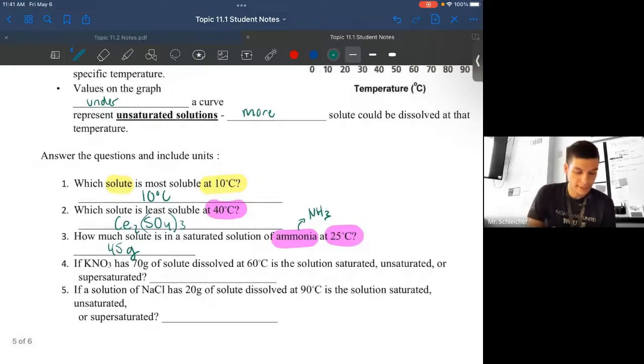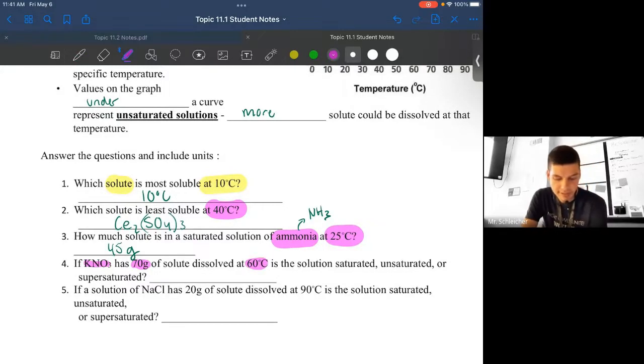Okay, so if KNO3 has 70 grams of solute dissolved at 60 degrees Celsius, is the solution considered saturated, unsaturated, or supersaturated? Just in terms of where we would expect that to be, if it was supersaturated, we would expect the grams to be above the curve. If it was saturated, we expect it to be at the curve, and unsaturated should be below the curve.